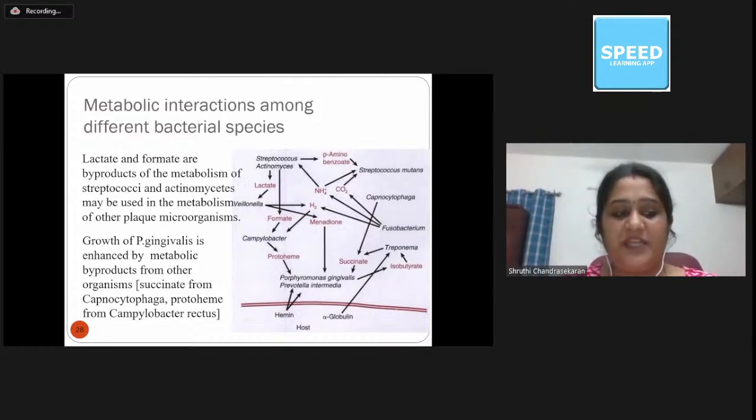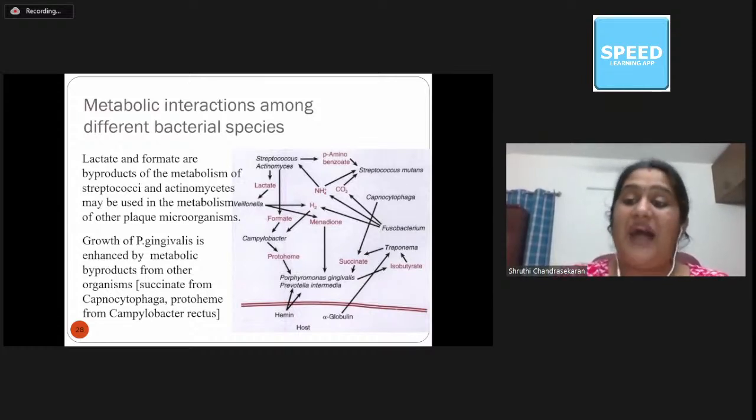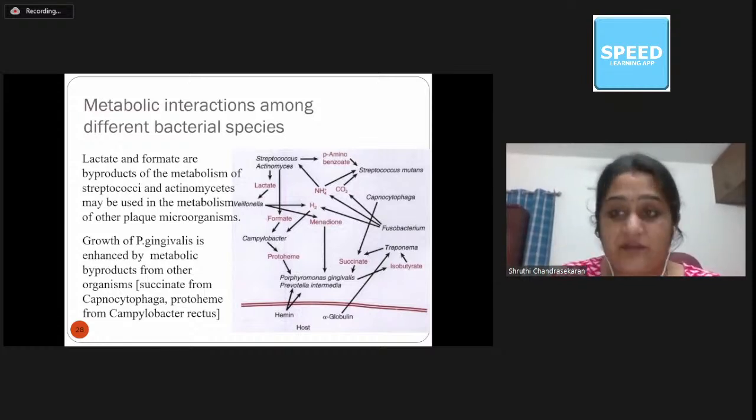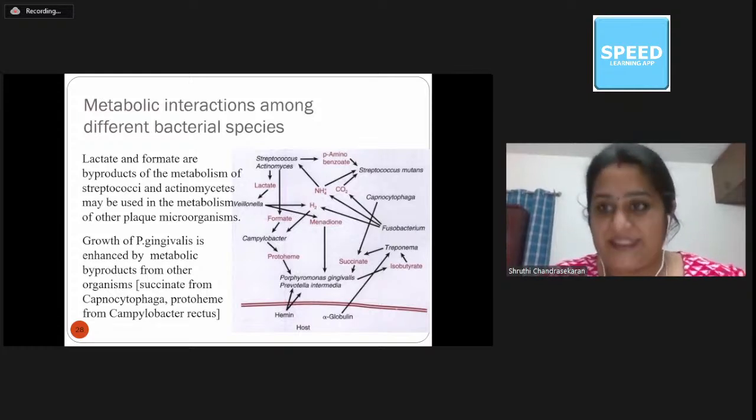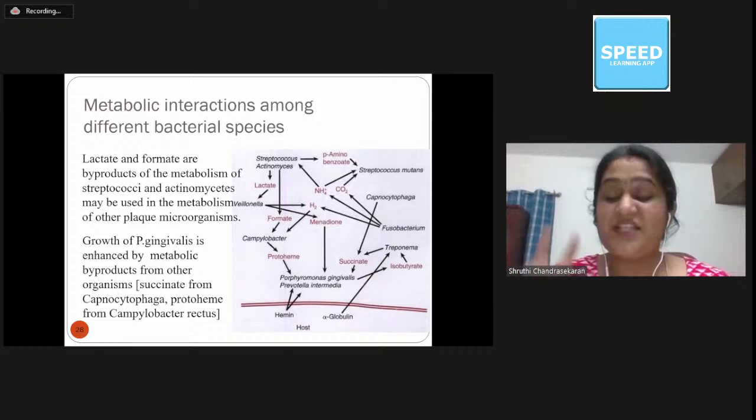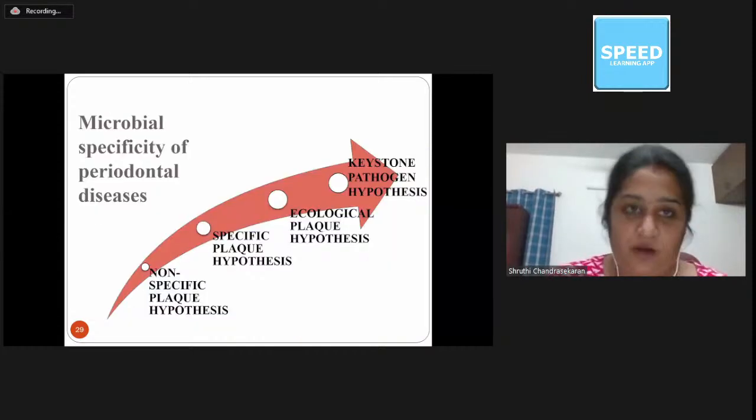So the growth of P. gingivalis is also enhanced by the metabolic byproducts from other microorganisms such as succinate, which is got from Capnocytophaga, and protoheme, which is also got from Campylobacter rectus. So please remember these two examples. P. gingivalis is taking the byproducts of Capnocytophaga, which is a succinate compound, and also takes protoheme, which is secreted by the Campylobacter rectus as a byproduct.